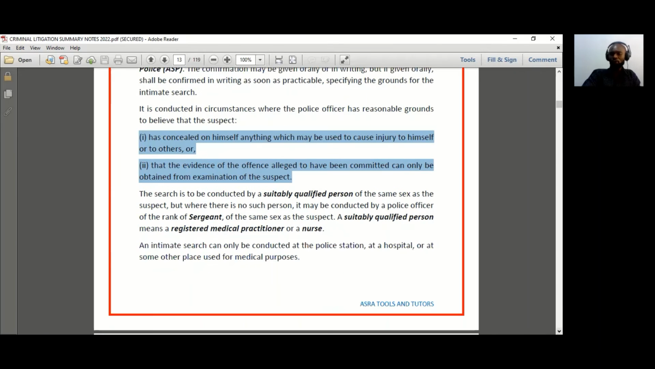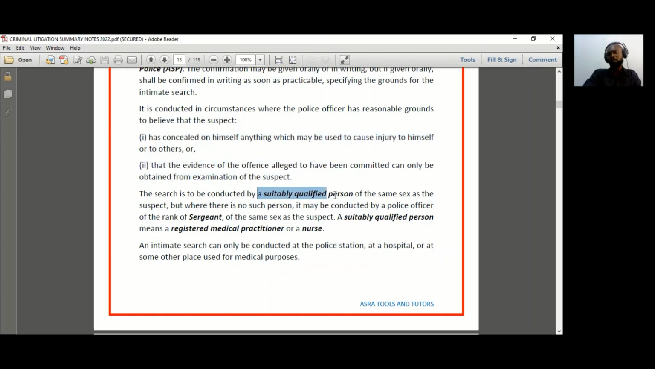Now, who's supposed to conduct this intimate search on the suspect? The Act tells us that it's going to be conducted by a suitably qualified person. And by suitably qualified person, the Act means a registered medical practitioner or a nurse. But if you don't have any such person present to conduct the search, it may also be conducted by a police officer of the rank of sergeant who is of the same sex as the suspect.